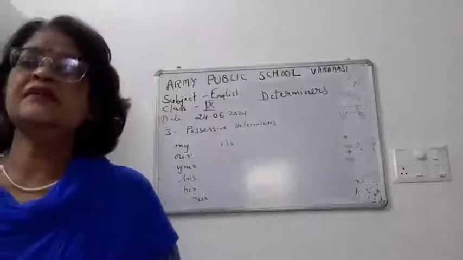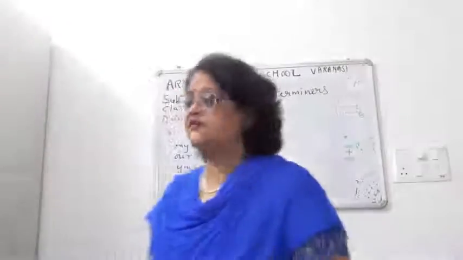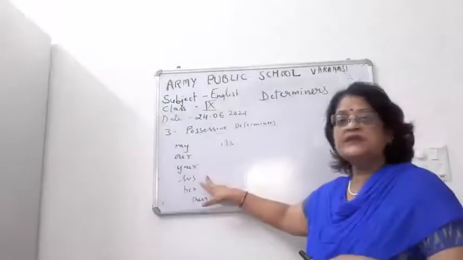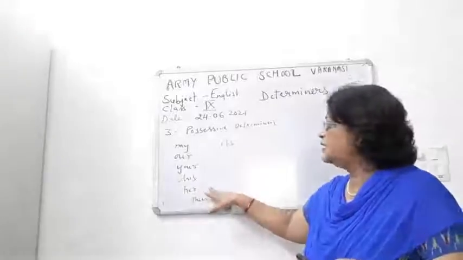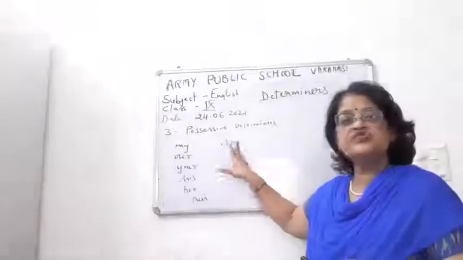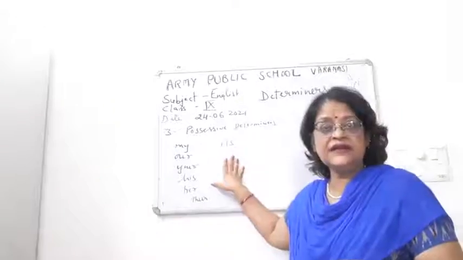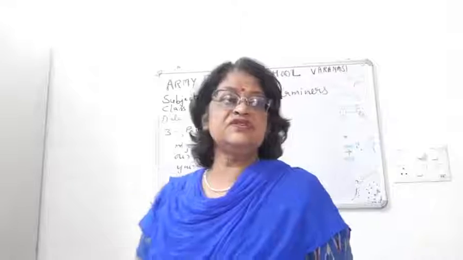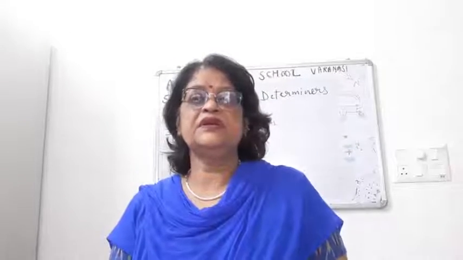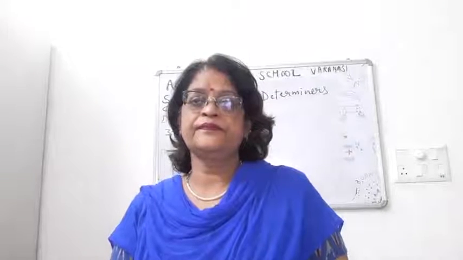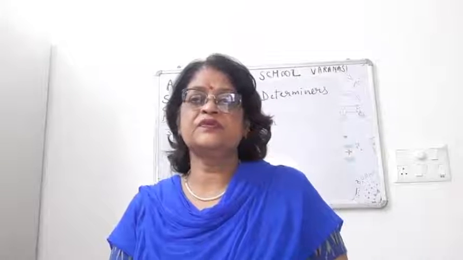So you can see, children, again possessives are the words which show that you are having your possession. My, our, your, his, her. His is used with male, her is used with female. Of course, children, its is used with non-living things and animals. Okay, this you have to see. Its is used with non-living things and animals. This is my dog. It is his strap. Okay, so this is the possessive determiner.